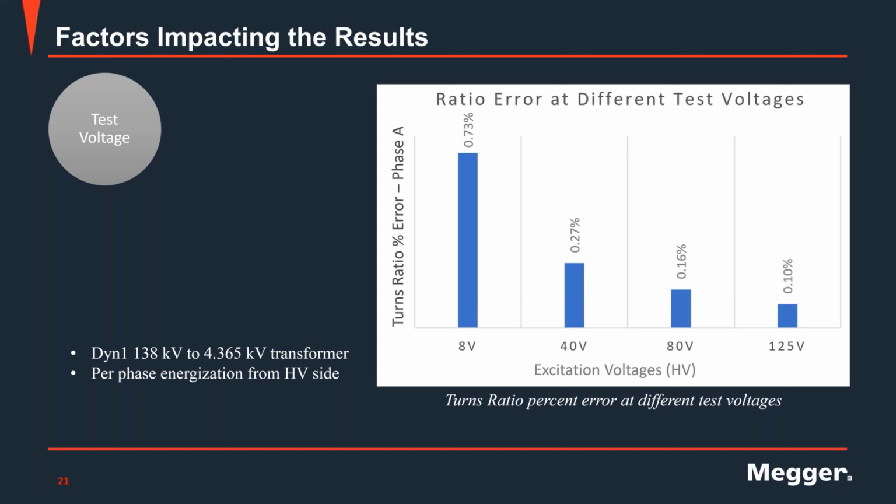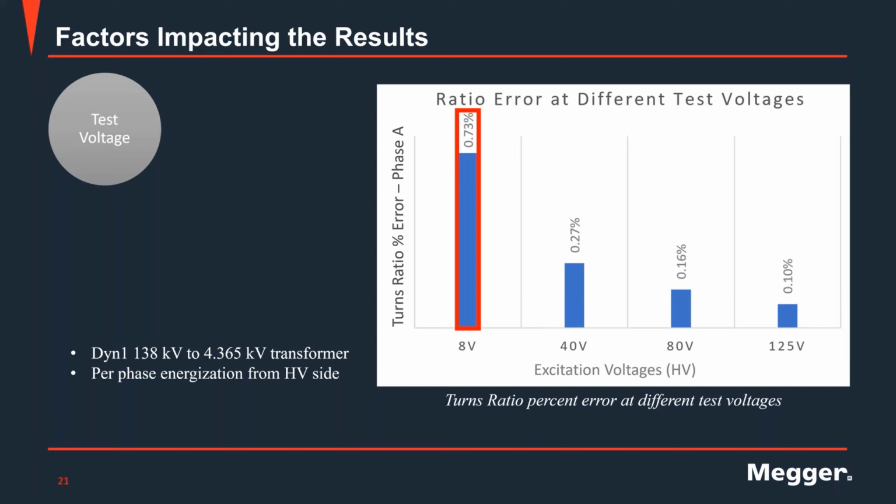So first test, 8 volts. We see the error is 0.73%. We're right there outside the limits, right? If my unit can only do 8, my TTR can only do 8 volts, then in this case, I would deem the transformer with an issue and then just flag it for a deeper investigation on why my TTR is outside the limits. But what happens when we test at higher voltage?